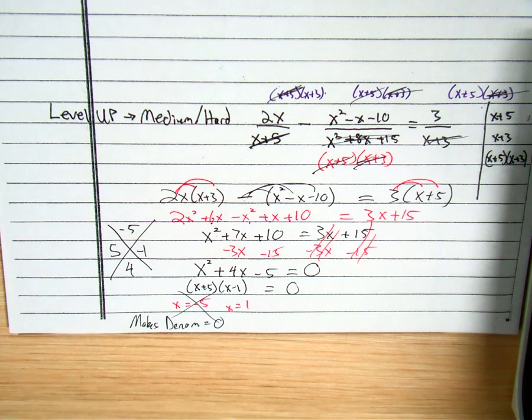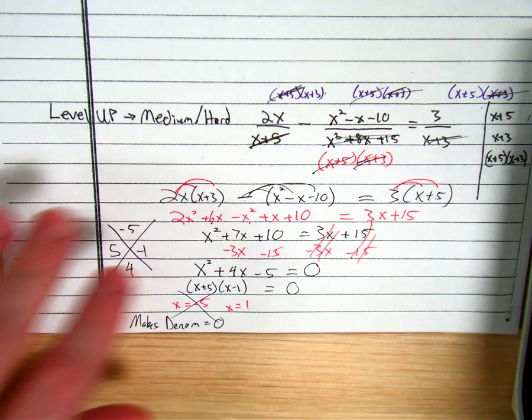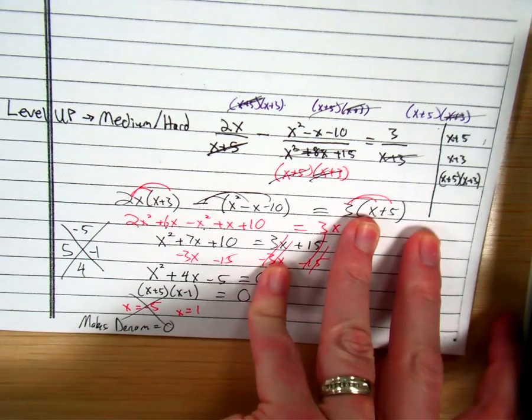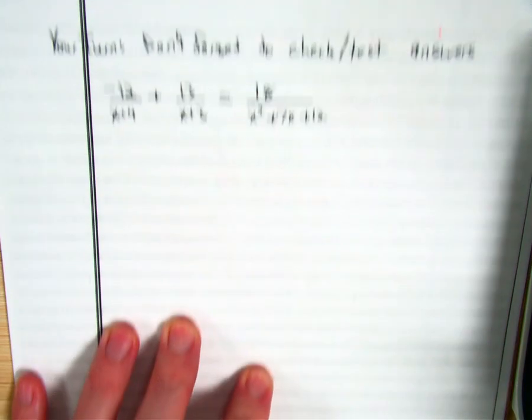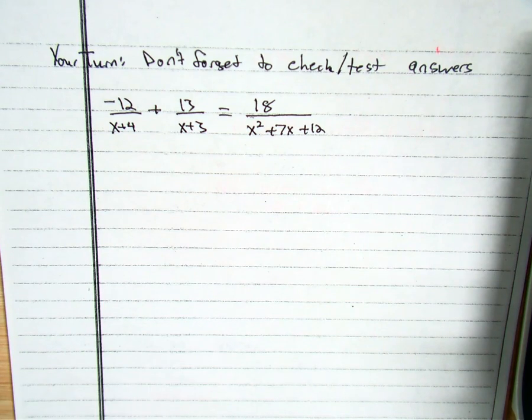Alright, there is one more for you to try on the back. Let's flip it over. Should be pretty similar. Negative 12 over x plus 4 plus 13 over x plus 3 equals 18 over x squared plus 7x plus 12. Go ahead and think about that one. Give that one a go. Push pause and check back when you're done.